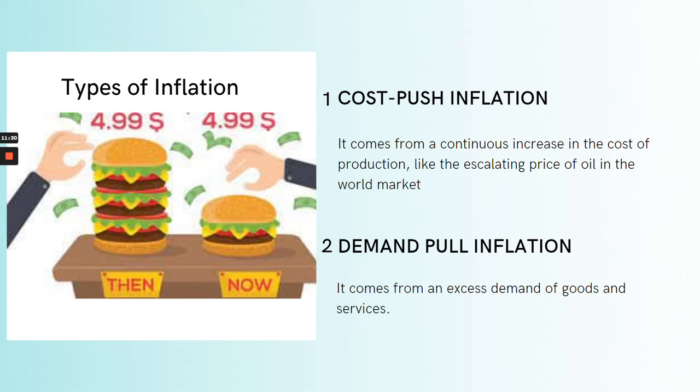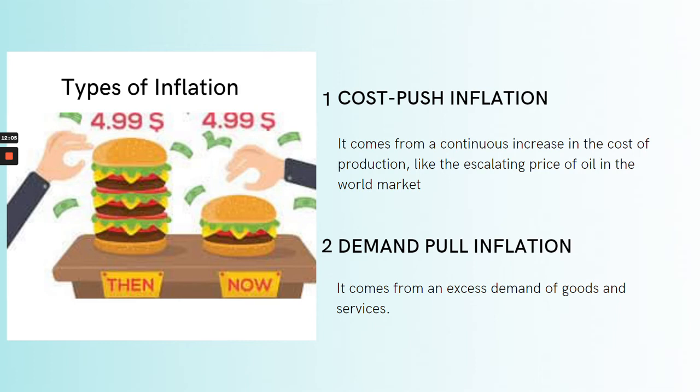Ni-increase ang presyo sa asukal because ni-increase ang presyo sa gasolina sa world market. Ni-increase ang kape, etc. So almost all products increase because of a certain increase in an essential part of the production. The second type of inflation is the demand pull inflation. It comes from an excess demand of goods and services.